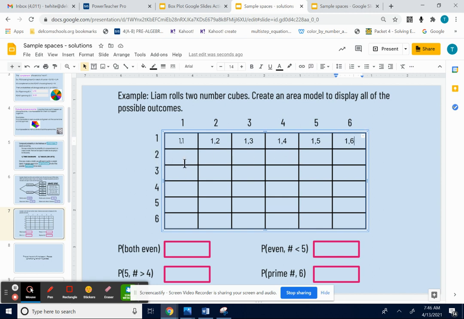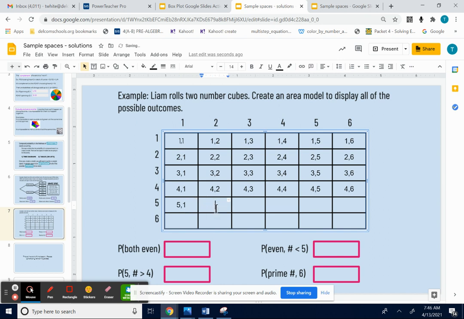Okay, and he's doing both at the same time. Looking at the second row here, he could roll a 2, then a 1, a 2, then a 2, a 2, then a 3, 2, then a 4, first a 2, then a 5, 2, and a 6. You get the idea? A 3 with a 1, a 3 with a 2, a 3 and a 3, a 3 and a 4, a 3 and a 5, and a 3 and a 6. I'll just type these in quickly here. 4 and a 1, 4 and a 2, 4 with the 3, 4 with the 4, 4 with the 5, 4 with the 6.